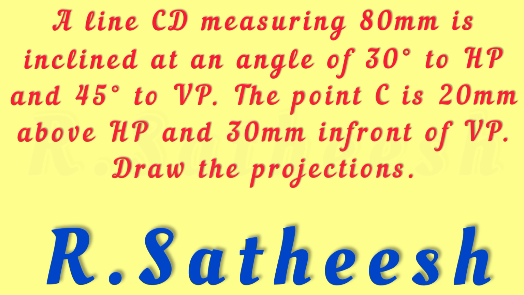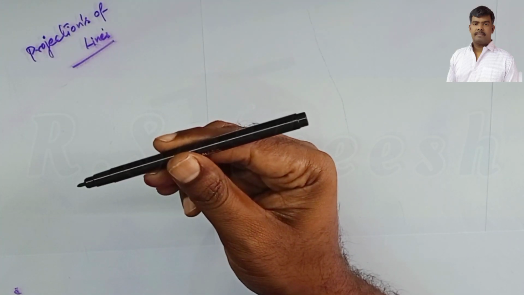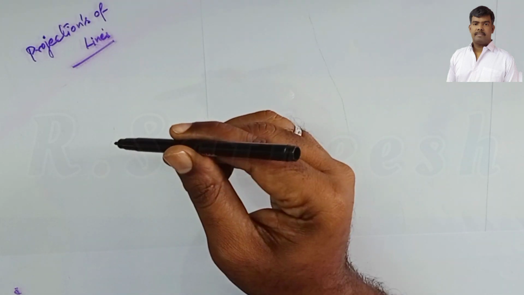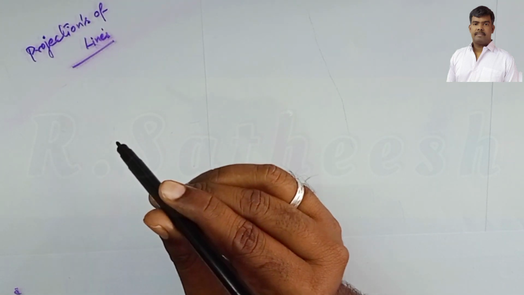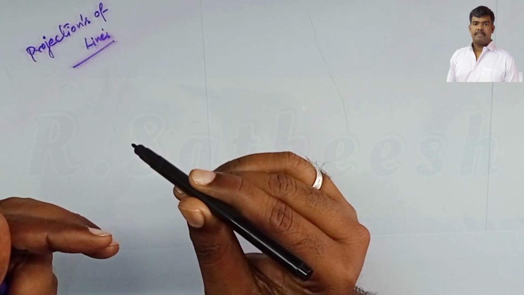A line CD measuring 80 mm is inclined at an angle of 30 degrees to HP and 45 degrees to VP. The point C is 20 mm above HP and 30 mm in front of VP. Draw its projections. Clear? So let us consider this is the line CD, 80 mm long, inclined 30 degrees to HP and 45 degrees to VP. The end C is 20 mm above HP and 30 mm in front of VP.